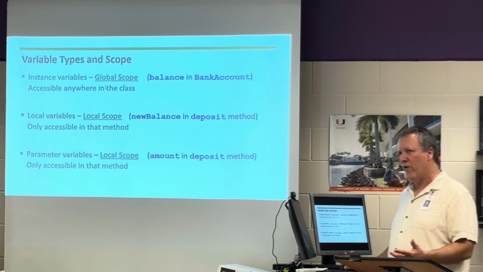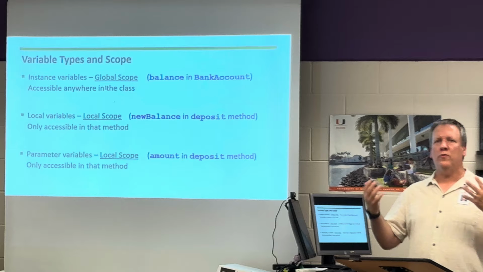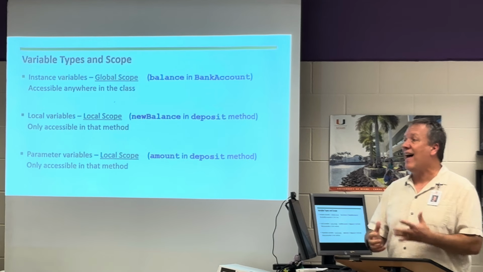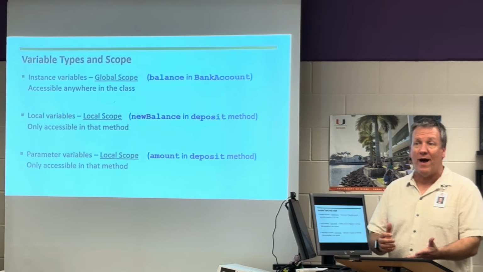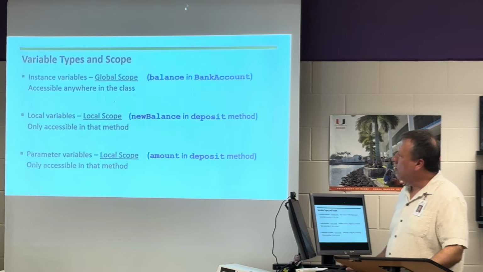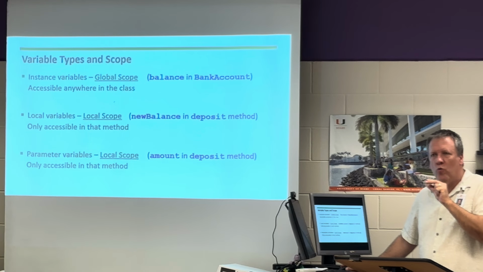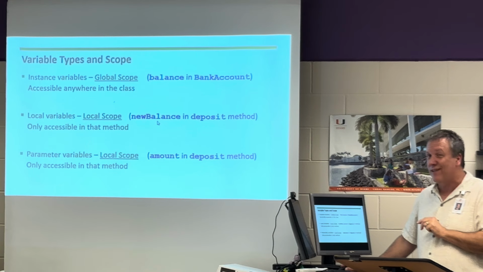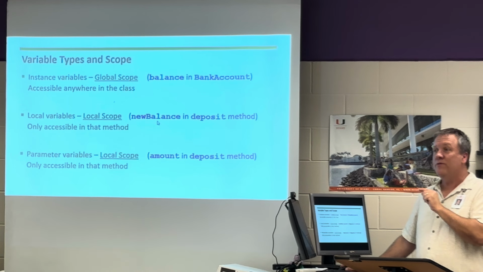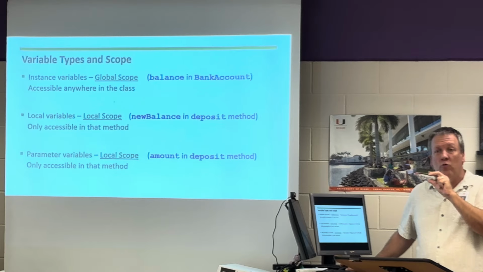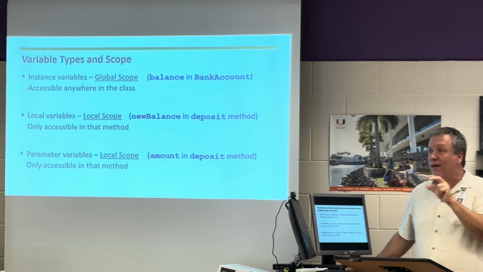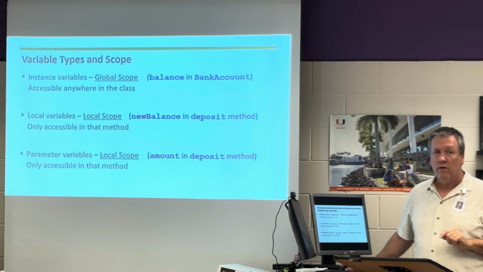The instance variables are what we call global scope. Anywhere within the class, you can modify your balance or access it. Local variables have local scope. These are variables that are only within the method. Remember that new balance that I did, looked a little overkill? That was an example of a local variable. It only existed in deposit. When deposit was done, new balance went away, right?